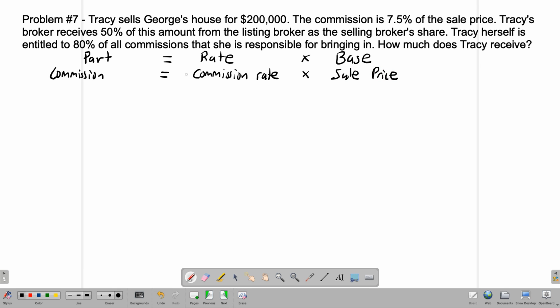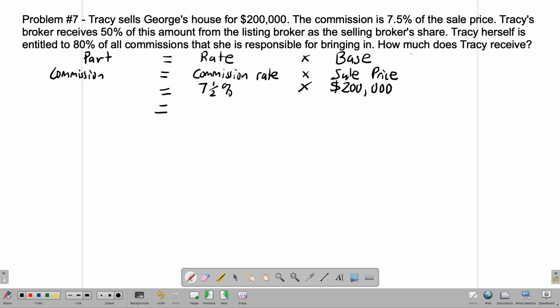All right, so we're given that the rate is 7.5%. And then also the price of the home is $200,000, and that represents the base. And we want to determine what is the commission. So total commission.